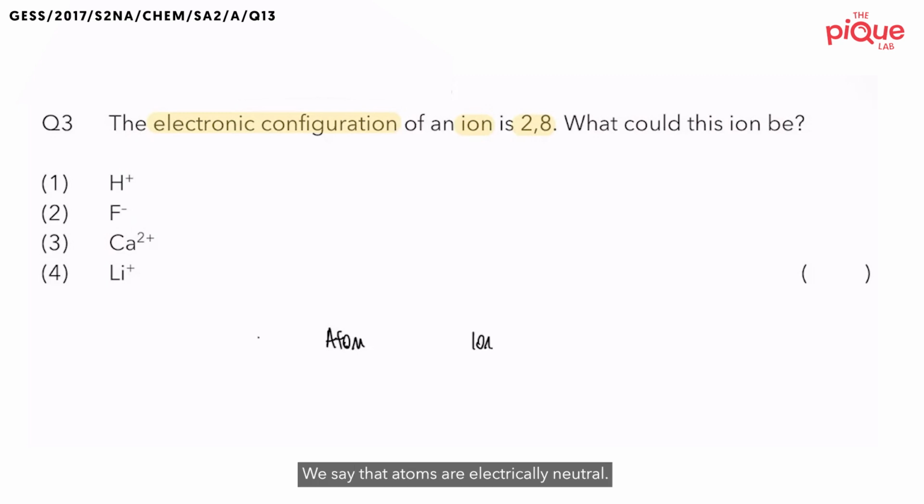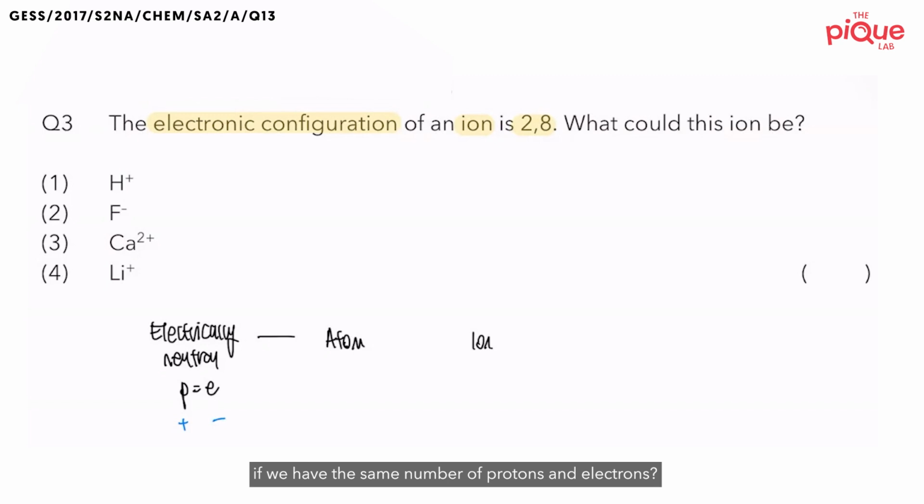We say that atoms are electrically neutral. What does this term electrically neutral mean? Well, this means that an atom will have the same number of protons and electrons. Why is this so? We know that the protons are positively charged while the electrons are negatively charged. So what do you think will happen if we have the same number of protons and electrons? The positive charges of the protons will balance out, or we can use the word cancel out, the negative charges of the electrons. So what charge will your atom end up having? Your atom will have 0 charge.